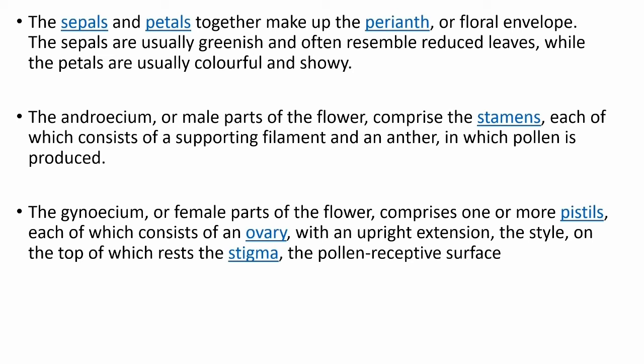Then the gynoecium is referred to as the female reproductive structure of the flower. It comprises one or more pistils, each of which consists of an ovary with an upright extension, which we refer to as a style. And it is on the style we have what? The stigma, which is the pollen receptive structure. That is the part that receives the pollen grain.